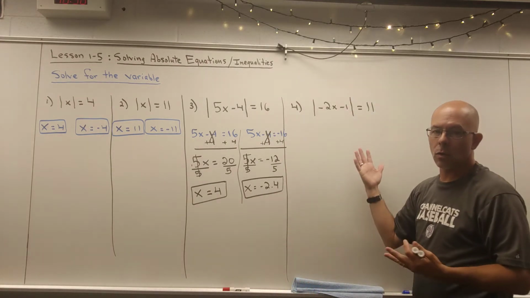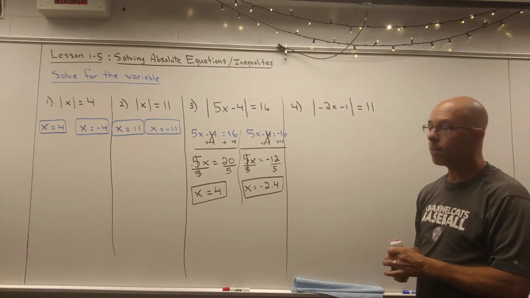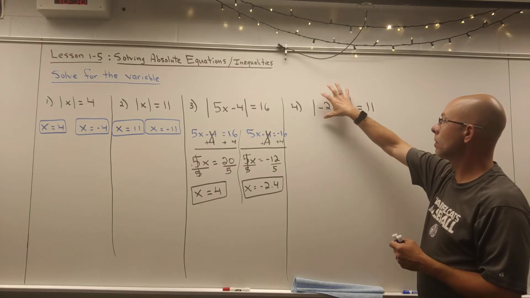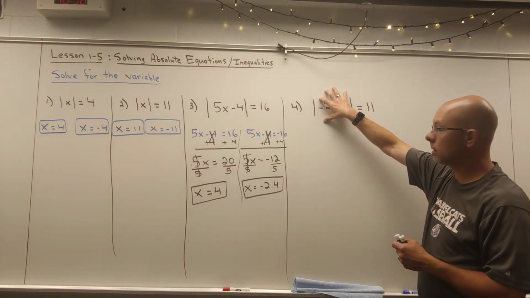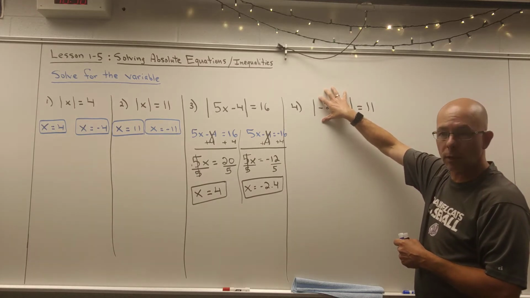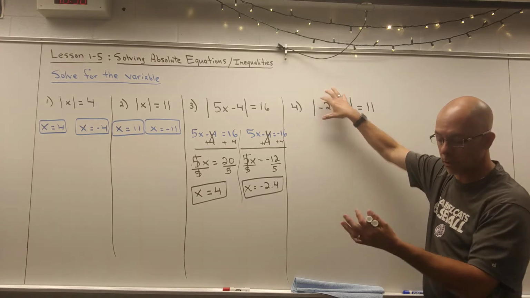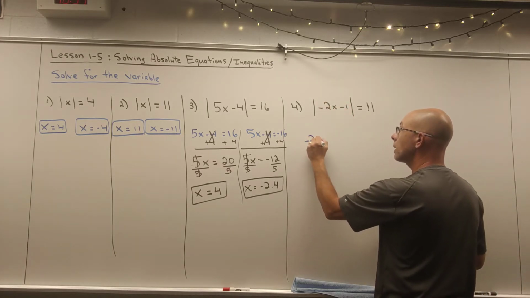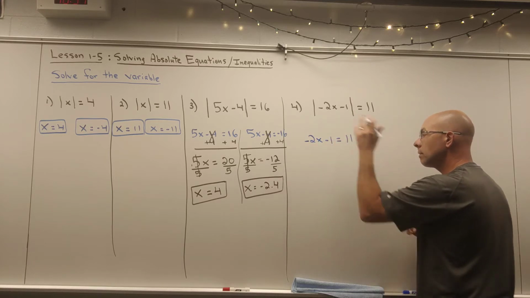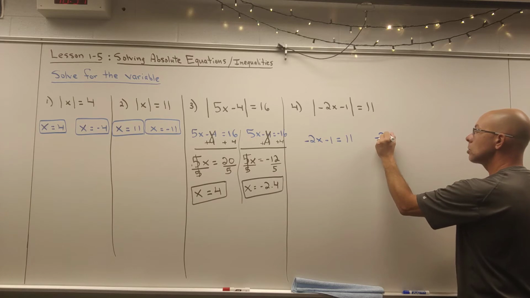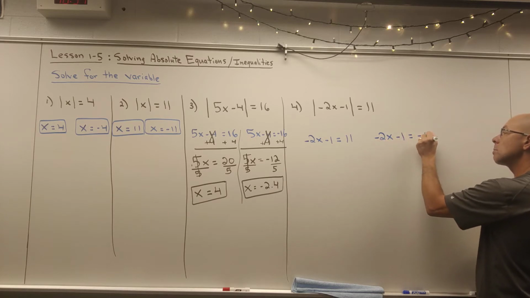Lastly, this is not a whole lot different than example 3. We're talking about an absolute value of 11. So either this absolute value, I want this to equal 11 because its absolute value is 11, or I want this to equal negative 11 because it has the same absolute value. So we're going to write down negative 2x minus 1 equal to 11. That talks about putting me at the 11. And this talks about the solution that puts me at negative 11.